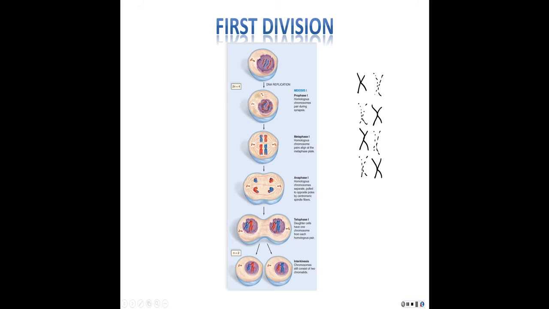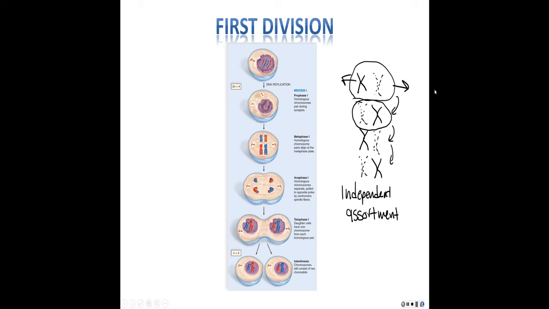So this pairing up is random. Each set of homologs pairs randomly to the left or to the right compared to each other. There's no connection between any of these guys. So that's independently assorting. This is called independent assortment, when the homologs randomly segregate to either one of the daughter cells.